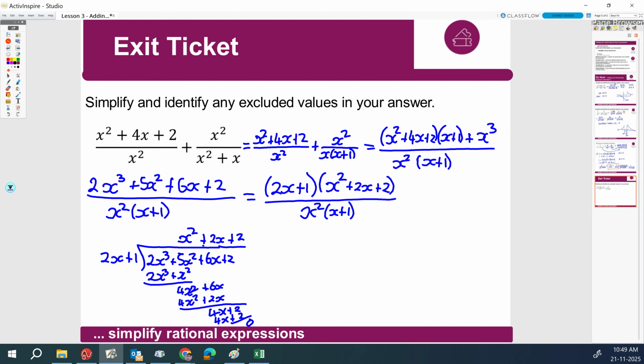All right, so we've simplified. We have to also identify any excluded values. So our excluded values, what do the excluded values equal? 0.